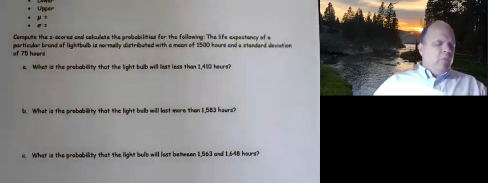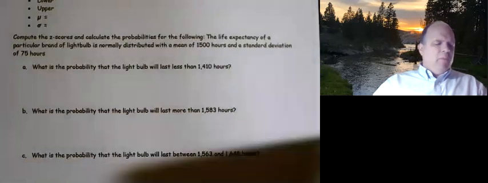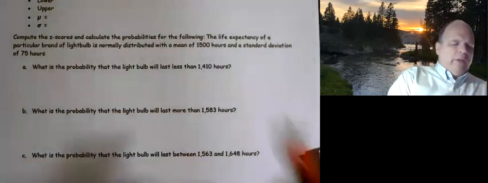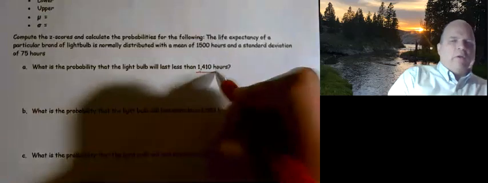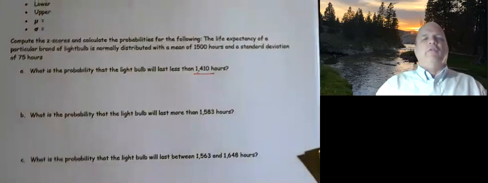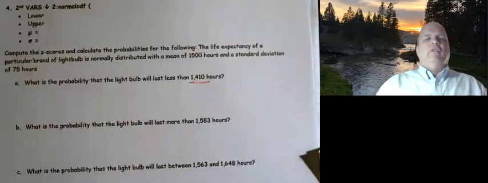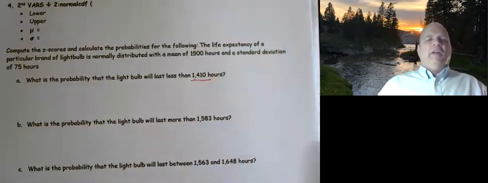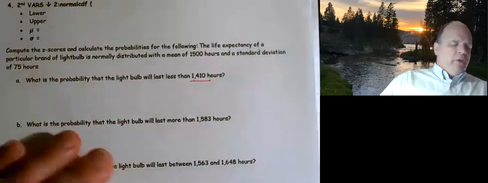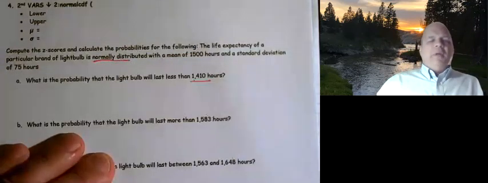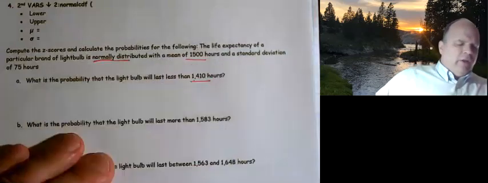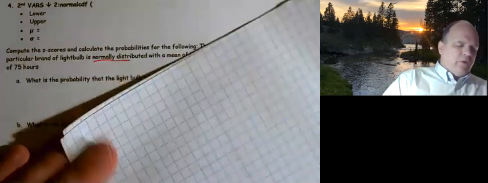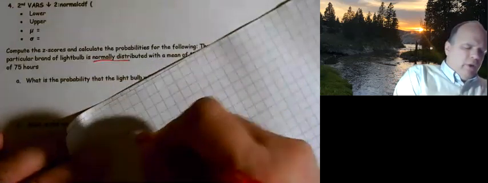So it says, what's the probability that a light bulb will last less than 1410 hours? Well, I probably should read my scenario first. The scenario says the life expectancy of a particular brand of light bulb is normally distributed. Okay, because I can only use the tables if we're working with normal, with a mean of 1500 and a standard deviation of 75. So I'm going to go ahead and draw that out. So here's what we have.